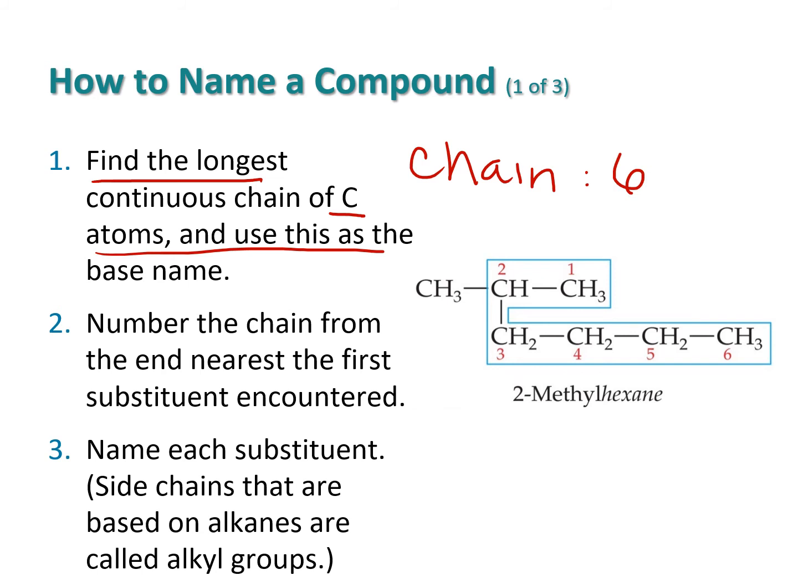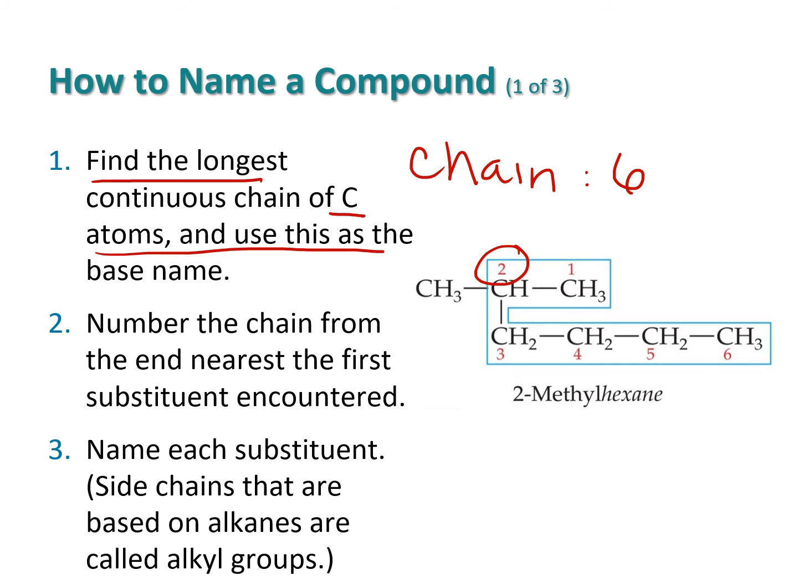So we have a chain of 6 carbons. Number the chain from the end nearest to the first substituent encountered. So where do you see the first branch or the first group on this chain? Notice if we try to number it this way, 1, 2, 3, 4, 5, and 6, your first group is on carbon number 5, versus the other way around, which is already written on here, it's on carbon number 2. So that is what is preferred. You want the chain to be numbered so that the first group is encountered first.